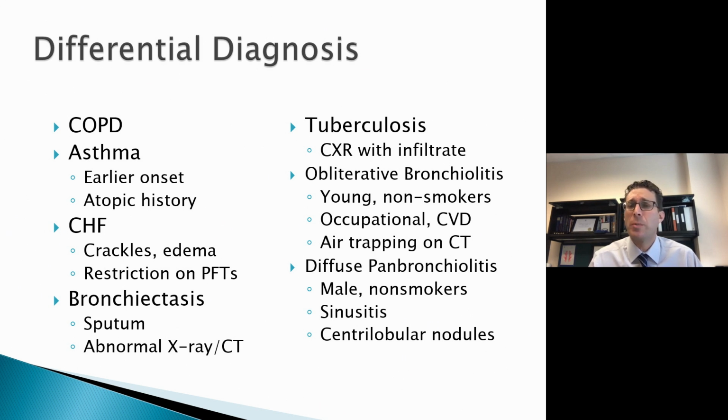In areas where tuberculosis is endemic, then that is also an important part of the differential diagnosis for airflow obstruction and respiratory symptoms. Again, we would see characteristic changes on chest X-ray and CAT scan. There are several rarer conditions that may be confused with COPD.